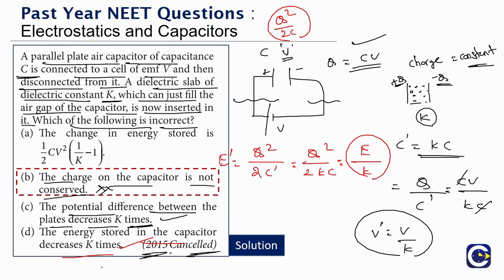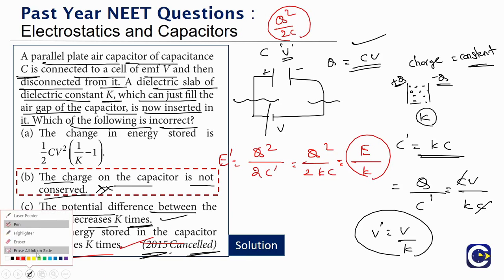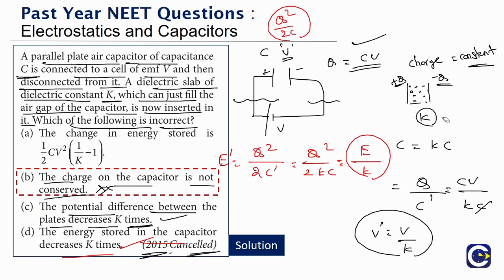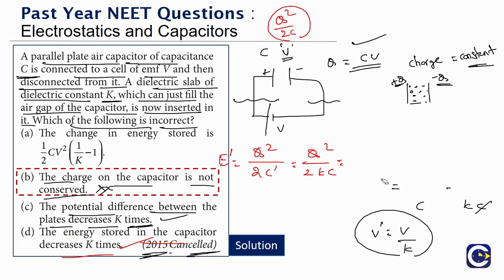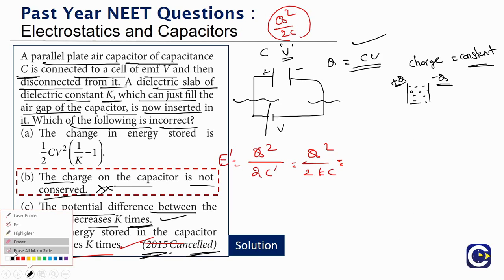Let us go to option A. Option A is talking about what? The change in the energy stored in the capacitor. Change means what? We have to look at what is the final energy minus initial energy, right? So look at it.